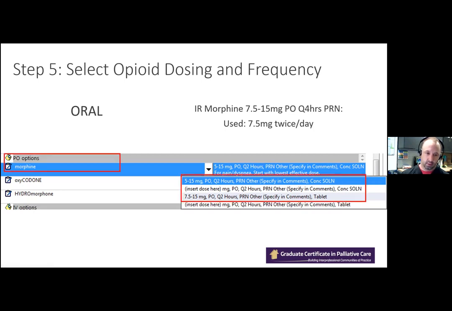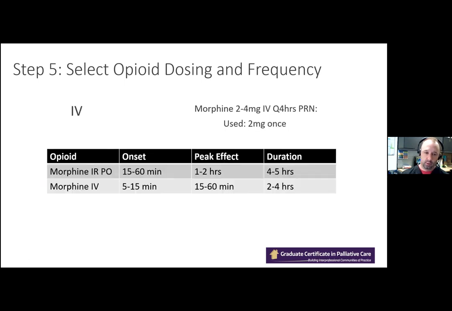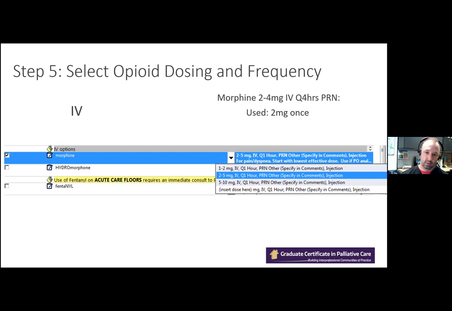So we elected morphine every 2 hours. And again, notice that this is the concentrated liquid for the oral dosing. So what would we do for IV dosing? Again, take a look at the peak effect there. She's only used it once, but we want to have the ability to respond quickly as her health changes.